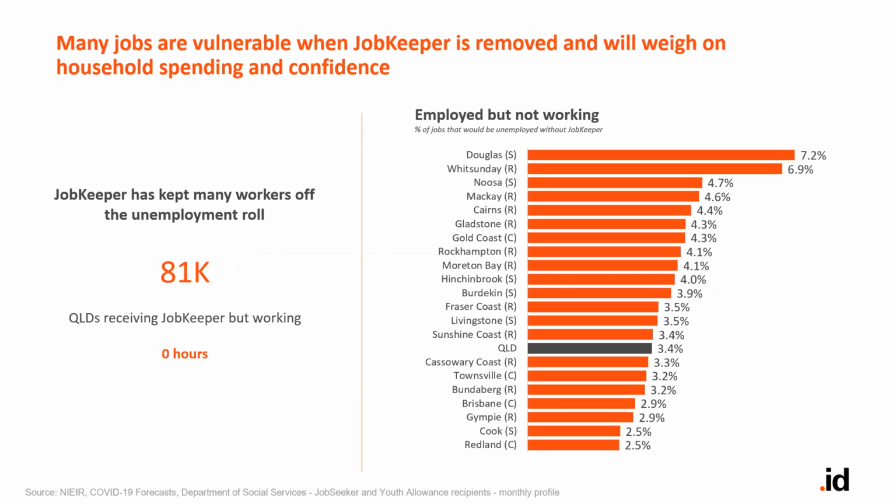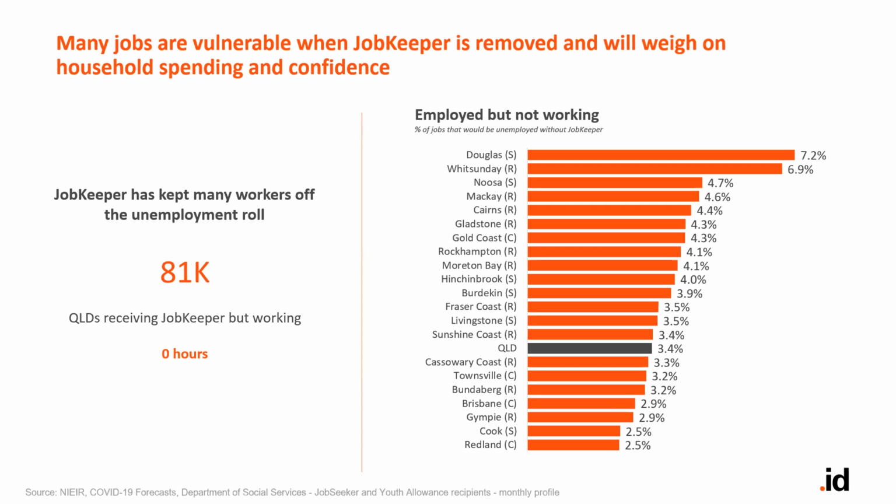So many jobs are vulnerable when JobKeeper is removed, and it'll weigh on household spending and confidence. We have about 81,000 Queenslanders receiving JobKeeper but working 0 hours at the moment. I do think JobKeeper is distorting some of the figures, but in saying that, that's the information that we get back from Treasury. So that's what we go with, and we say, okay, we need to be careful once we get around to that March period. And you can see employed but not working, Douglas, Whitsunday and Noosa, right at the top, all tourism economies.